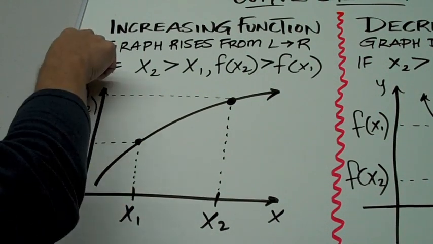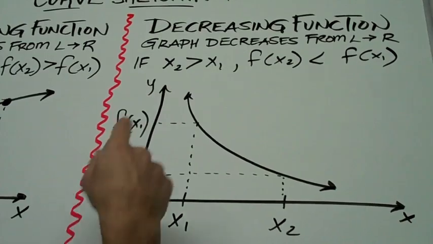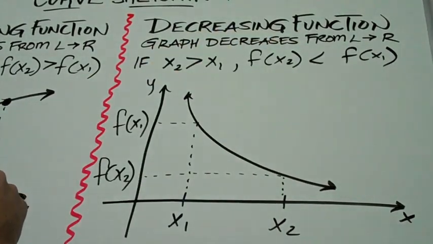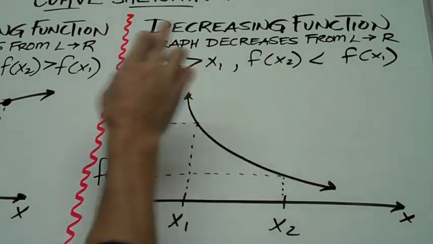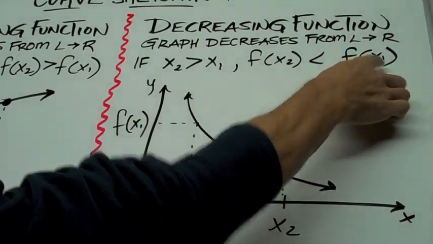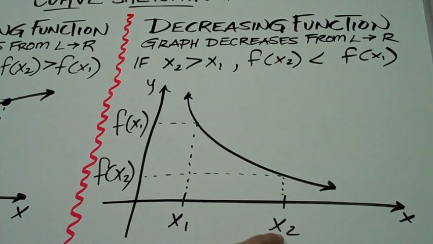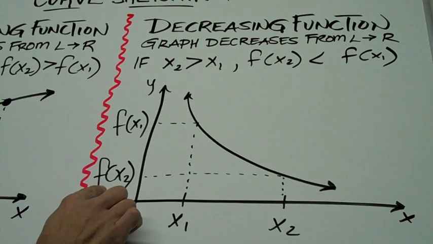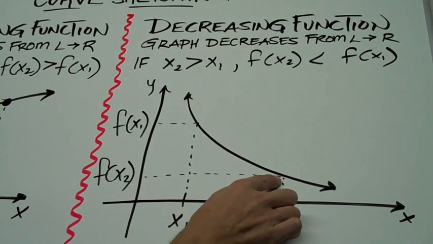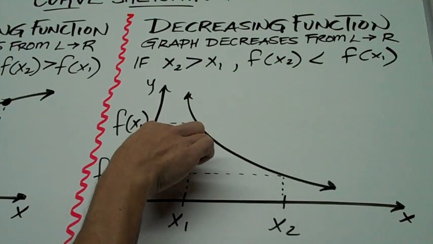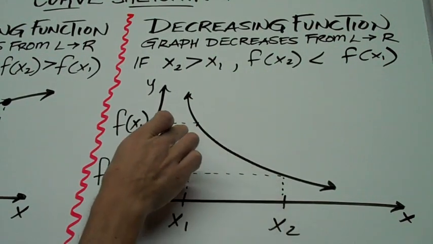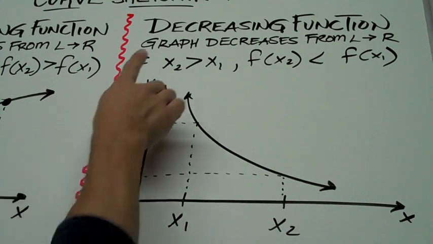That's an increasing function. For a decreasing function, the graph decreases from left to right. If x2 is greater than x1, then the function value at x2 is less than the function value at x1. So here we have x2 greater than x1, and we see that the function value at x2 is less than the function value at x1. We're comparing the y values. This is lower than this, so f of x2 is less than f of x1.